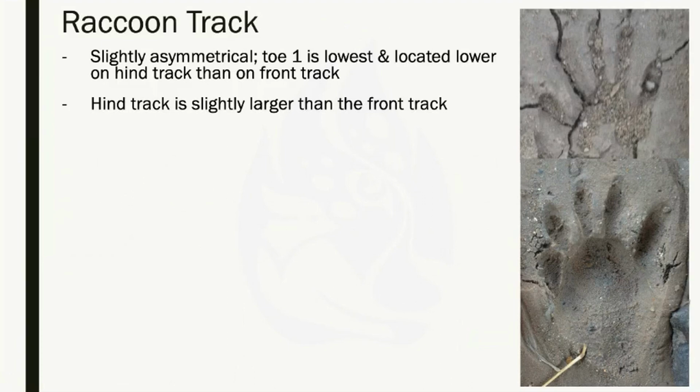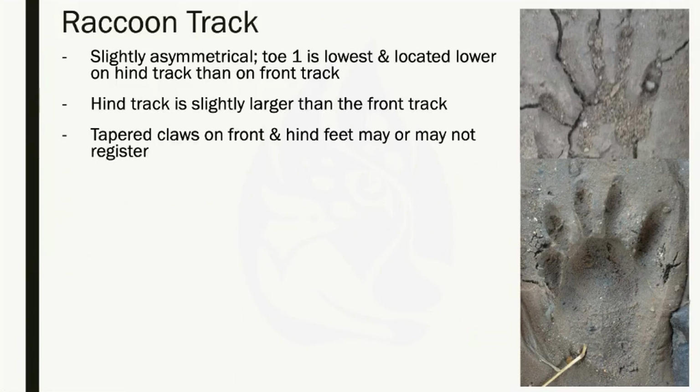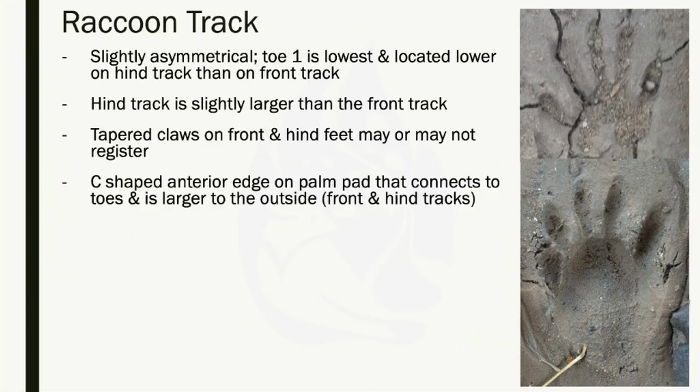The hind track is going to be a little larger, again, because of this heel pad that registers. One of the differences with raccoon tracks is that they do have nails and claws, and they may or may not register, but they're going to be tapered, and typically they're going to register very close to the actual toes. You can see a little bitty nail mark here on this front track, on the outer toe, toe 5, but they don't always show up. Sometimes they are just little pinpricks like this one here, but they're not going to be way above the toes on the front track like some of the other species.